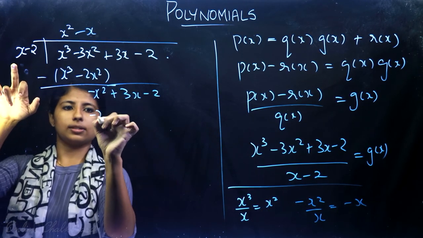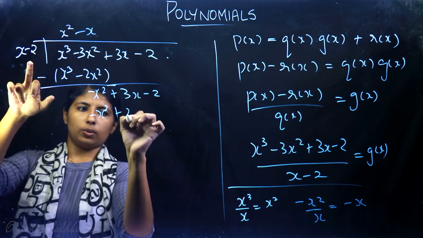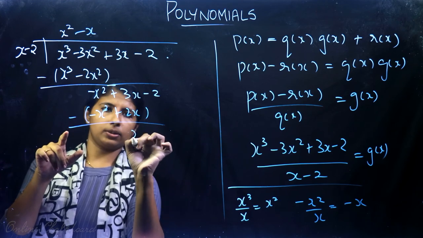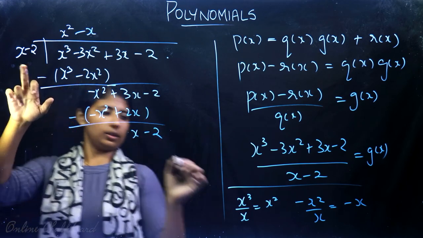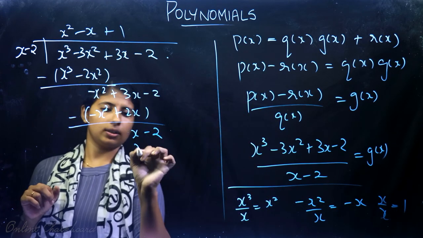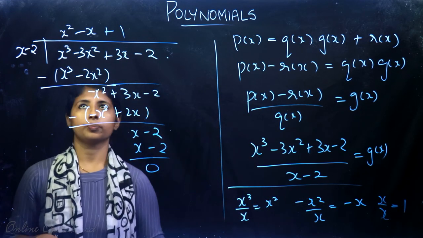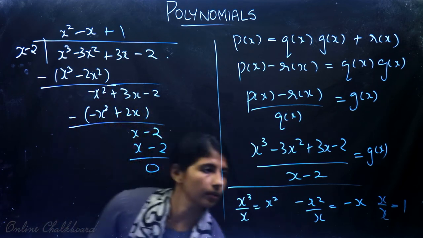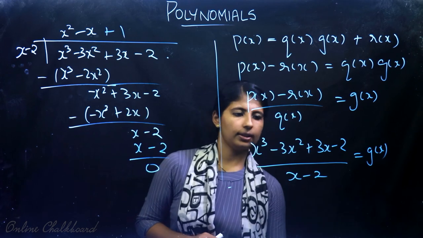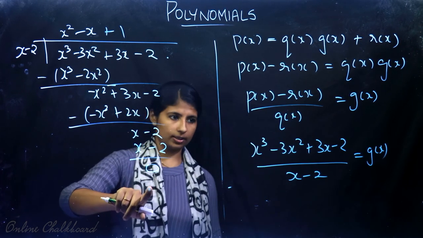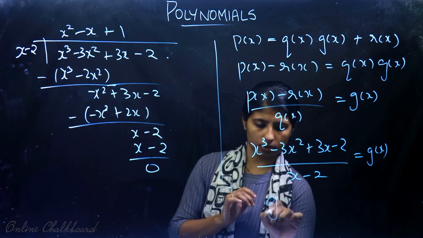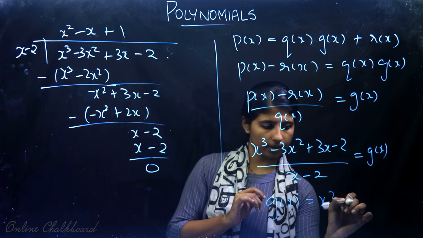Minus x into this is minus x square, this is plus 2x. Subtract again. This will become 3 minus 2 is x, minus 2. x by x is 1. So plus 1. x minus 2 equals 0. We can say this answer is right because we got the remainder here as 0, because g of x is a polynomial, the quotient should come. So g of x is equal to x square minus x plus 1.